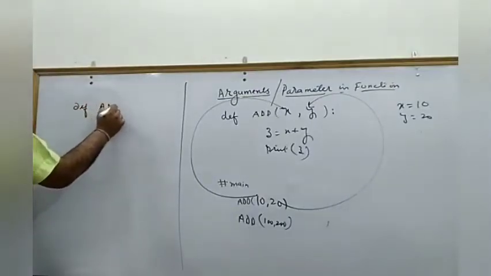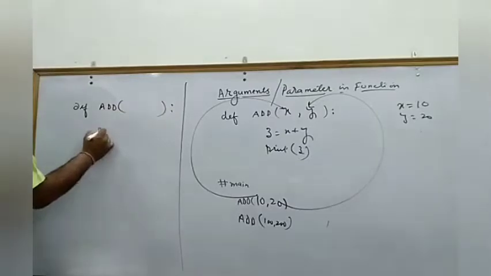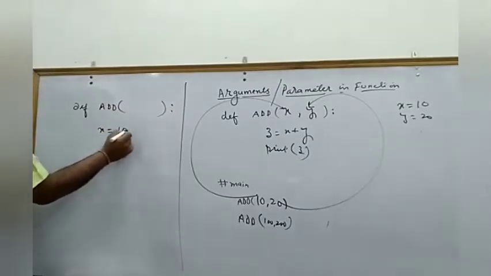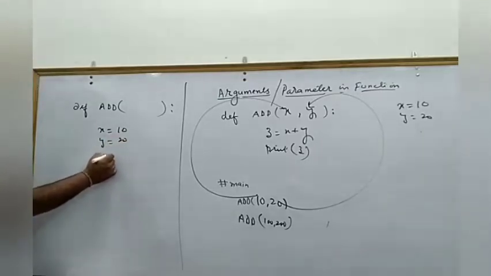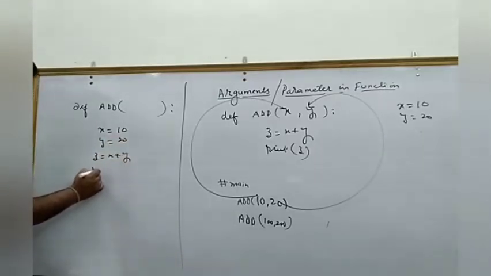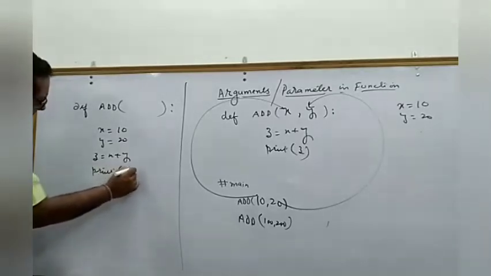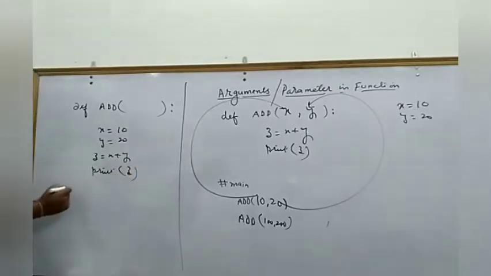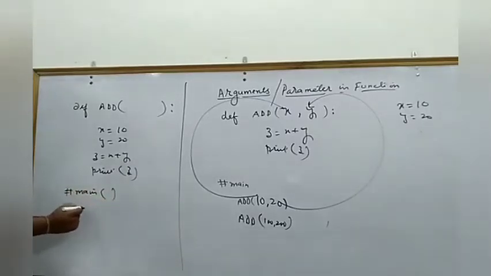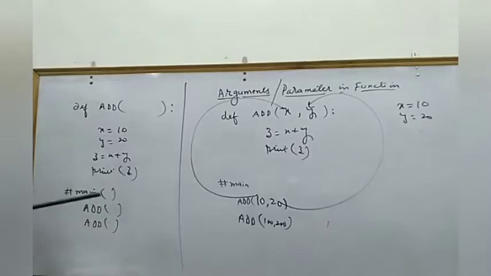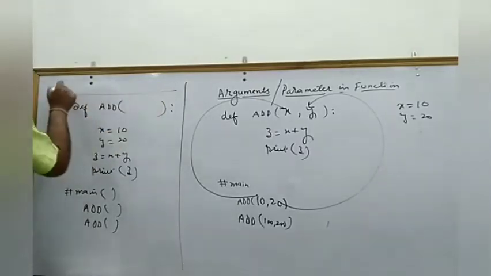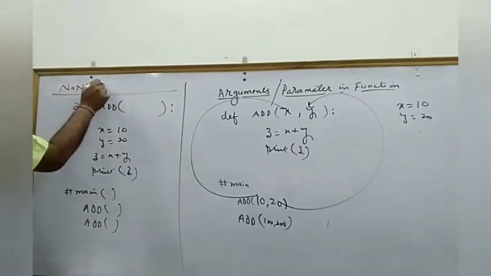Def add, x is 10, y is 20, z equals x plus y, print z. Hash name, add is a non-argumented function.